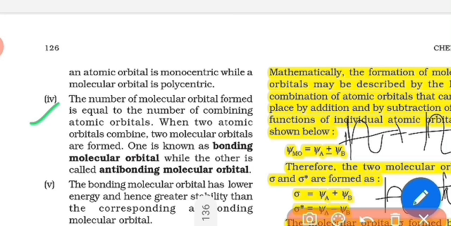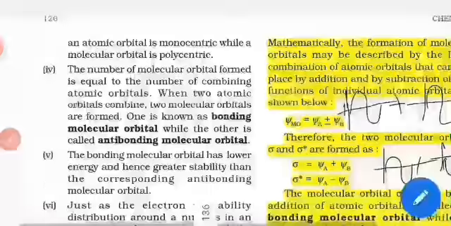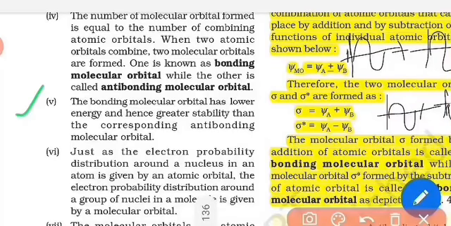Fourth, the number of molecular orbitals formed is equal to the number of combining atomic orbitals. That means, if two atomic orbitals are combining to give molecular orbitals, then we get two molecular orbitals. If three atomic orbitals are combining, then we get three molecular orbitals. When two atomic orbitals combine, two molecular orbitals are formed. One is known as bonding molecular orbital, while the other is called anti-bonding molecular orbital. Fifth, the bonding molecular orbital has lower energy and hence greater stability than the corresponding anti-bonding molecular orbital.